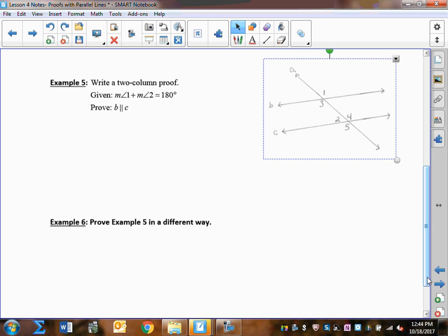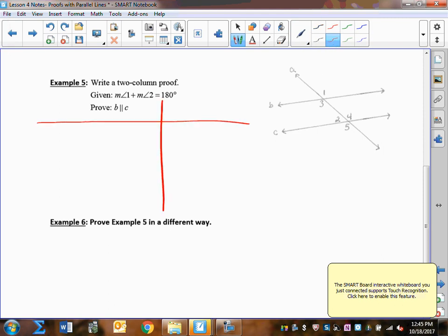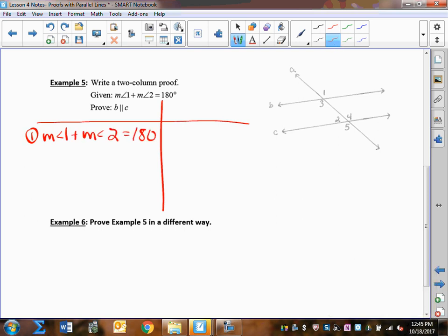Okay. So let's go ahead and start with this. Measure of angle 1 plus measure of angle 2 equals 180. That's given to me. And we're trying to show that B and C are parallel. Now we do have a couple of ways we can get there. They didn't give us congruencies. They didn't give us supplementary. They just told us our measures add to 180. And we're trying to show that B and C are parallel. So we want to pick numbers along that transversal, some type of relationship there.